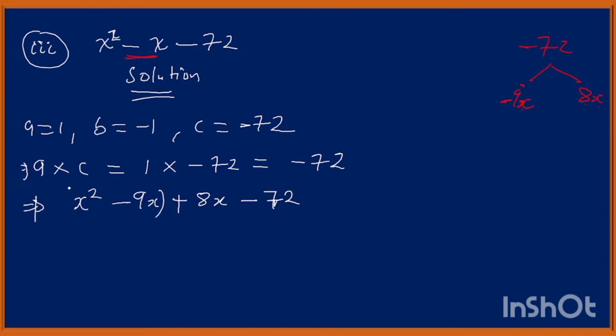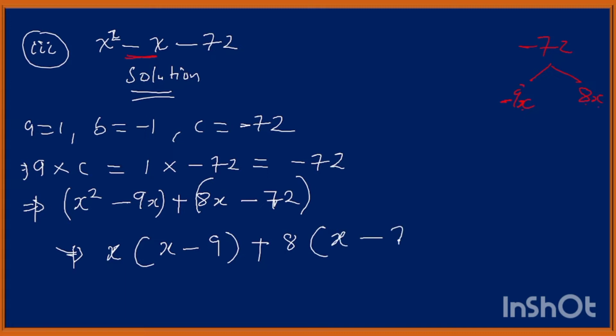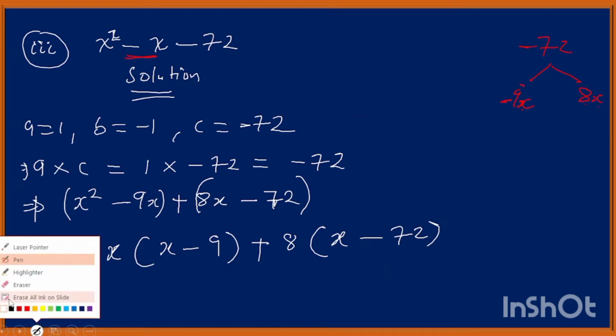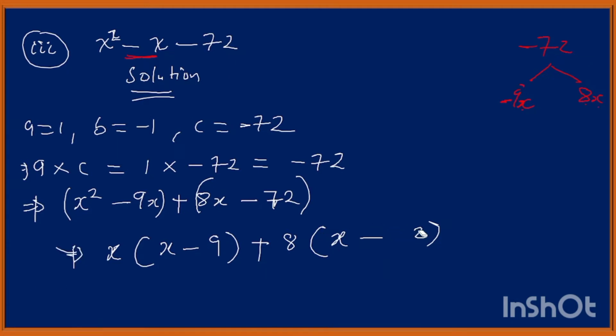Now we group the first two terms and the last two terms, and factor out the common factors. Between x squared and minus 9x, x is common, which leaves x minus 9. Between 8x and minus 72, 8 is common, which leaves x minus 9. My bad, not 72.